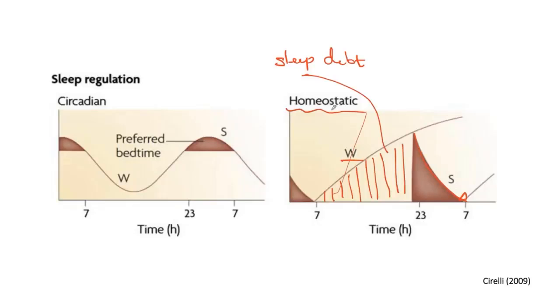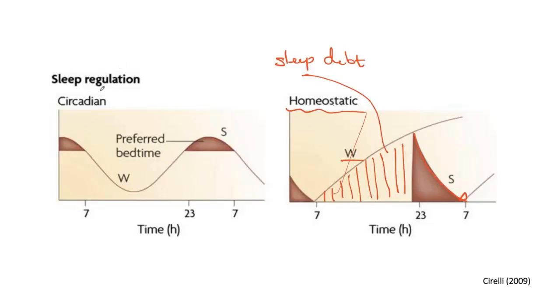So that is what we call homeostatic change. But the other mechanism is called circadian change, or circadian regulation, which is not about the metabolic changes or the need that we have for sleep. It's about a system that is adjusting itself based on the day and night shift in the external environment.